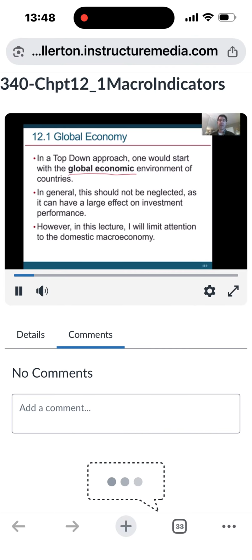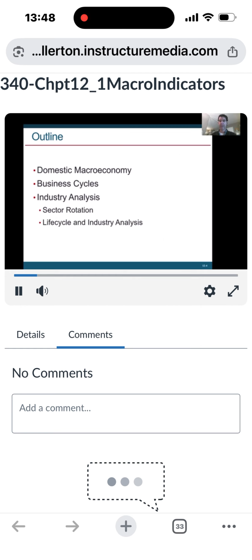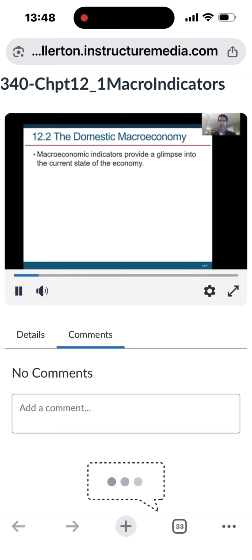However, in this chapter and these slides, we're going to limit our attention to the domestic macroeconomy. That is just the U.S. economy. If you're interested in things beyond just the U.S. economy, then you would look at a course like international finance or international investments. We're going to start at the country level and work our way down. So that's just a note. Let's jump right into it. In this video, I'm going to cover just the first section on the domestic macroeconomy, and that for us is the U.S. economy.